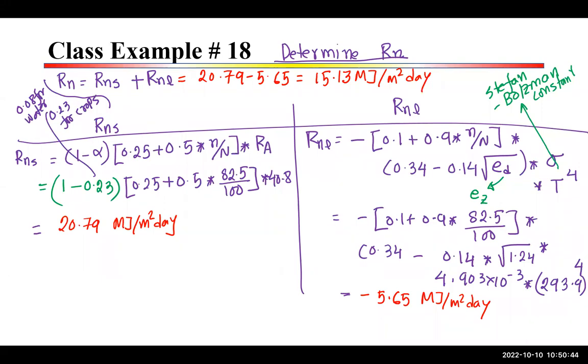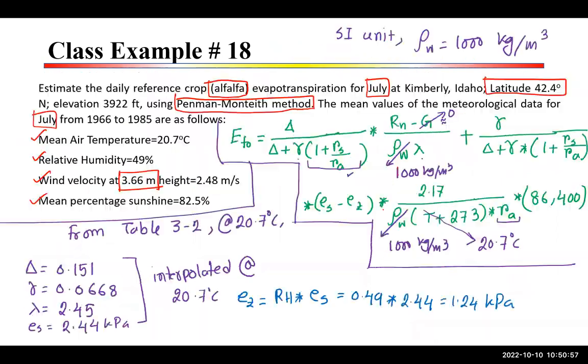Now we have everything. We just need to plug everything into the equation, and we will again start from this point, but for now I'm just writing down everything here. The very final answer you should get for this ETo is 7.1 times 10 to the power minus 3 meter per day, equals 7.1 millimeter per day. Okay.